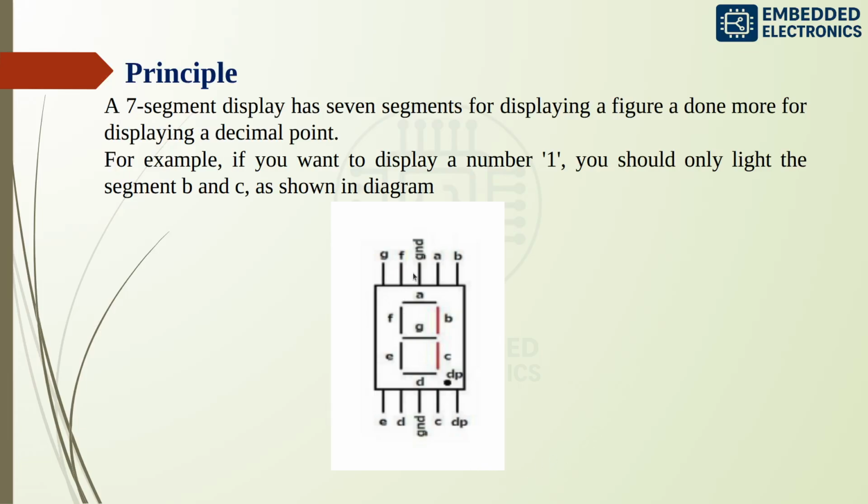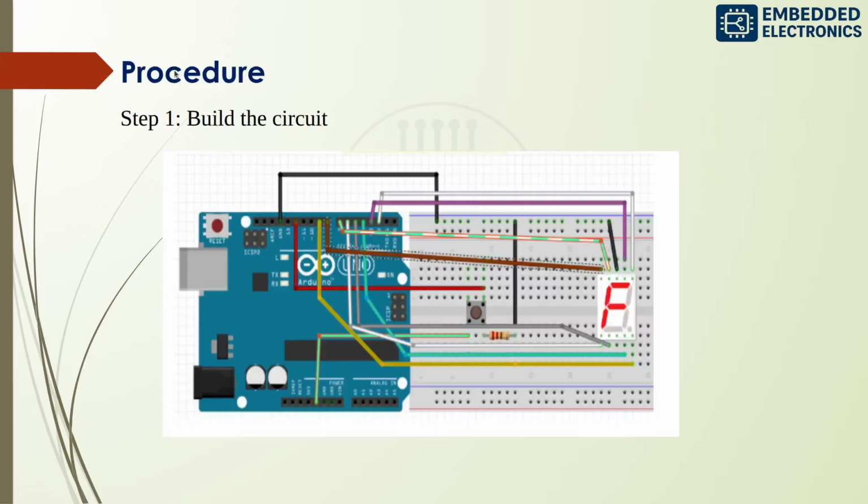And the 7-segment display has 7 segments for displaying a figure, and one more for displaying a decimal point. For example, if you want to display number 1, you should only light the segments B and C. In code you need to write it as 0 for B and C, and the rest A, G, F, E, D are 1. Then these two will glow. And next is the procedure.